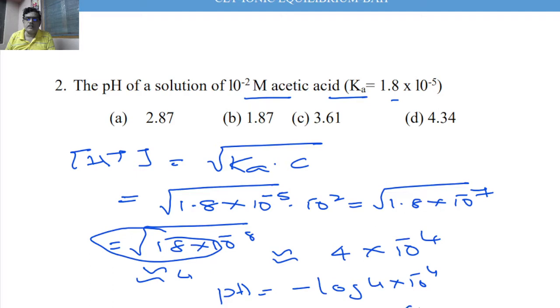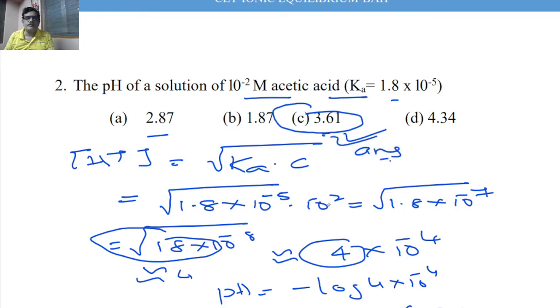You should know log 4, 0.6020. So that comes to about 3.4. Here we do not see 3.4 in the answers, but it is close to 3.6. So why did we not get 3.6 exactly? Because we approximated the value of square root of 18 as square root of 16. So we have to choose the nearest answer. The nearest answer is 3.61. So that will be the answer.